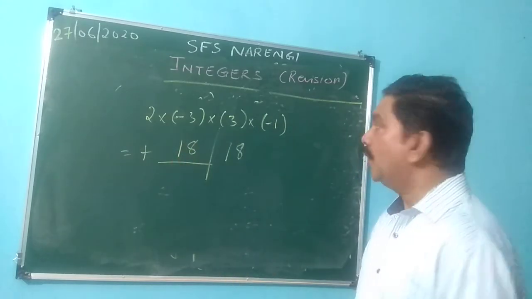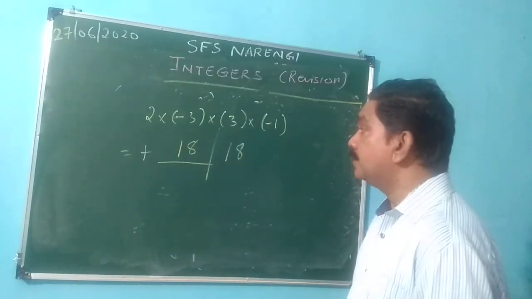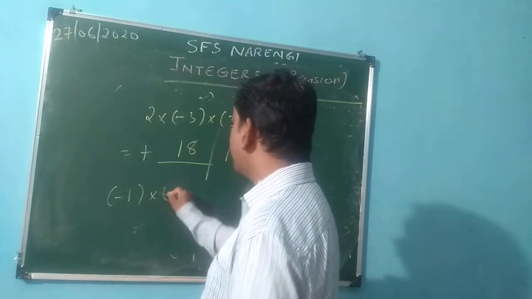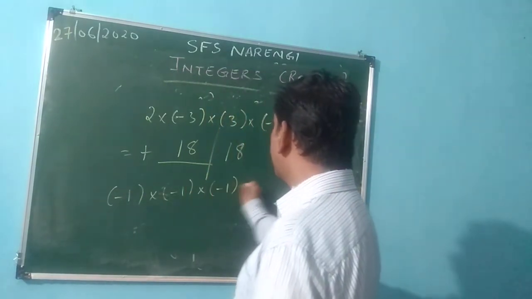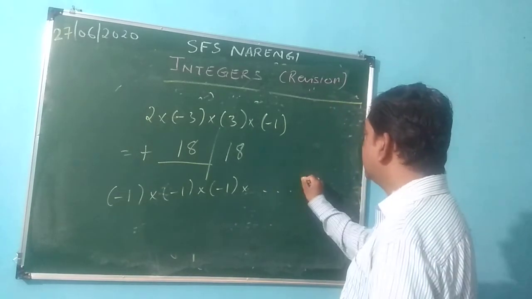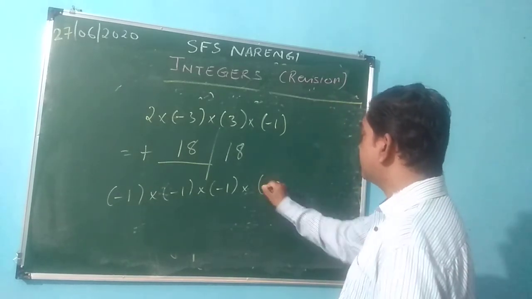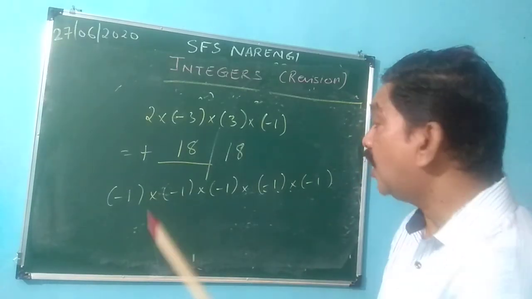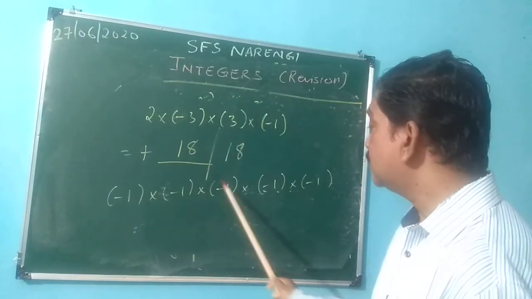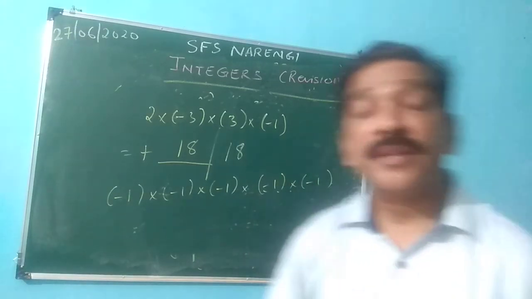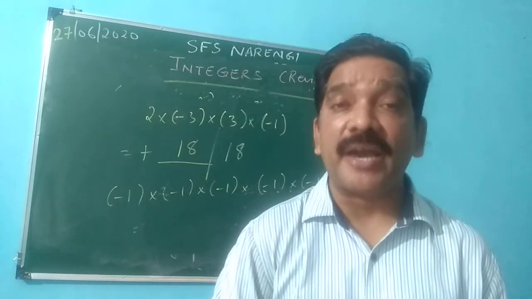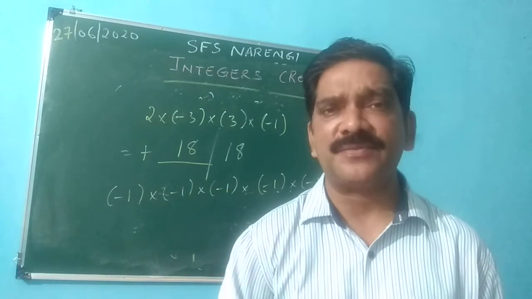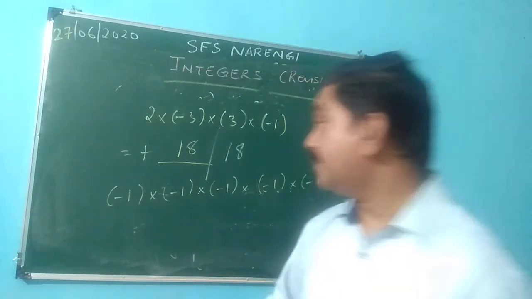Clear? Okay. Now, if I write a number like this, minus 1 into minus 1 into minus 1 and so on, and I'm writing this for 100 times like this. So what you're supposed to do is count how many minus are there. 1, 2, 3, 4, 5. Now 5 is an odd number. Whenever you have odd multiples of negative integers, the answer is always in minus.